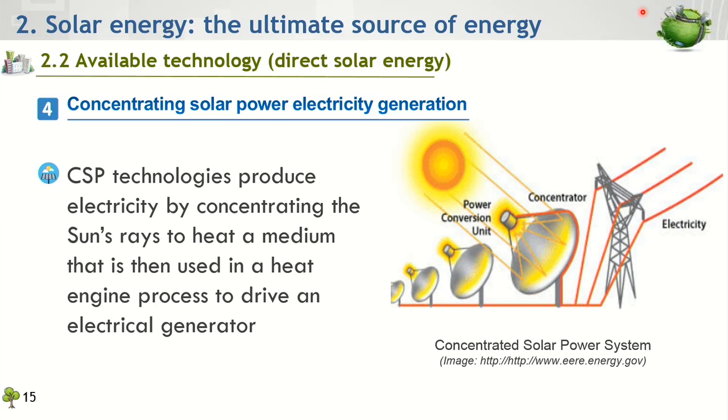So in the CSP system, the thermal energy concentrated can be stored and used to produce electricity when it is needed. This technology is commonly used in power plants together with some other form of fossil fuel burner to increase the amount of thermal heat source.